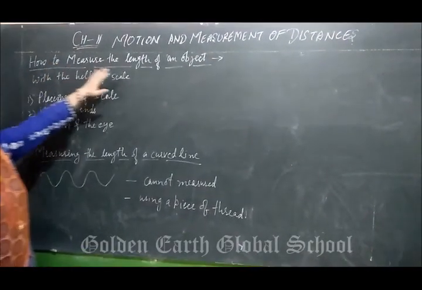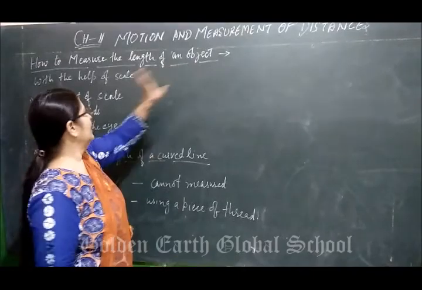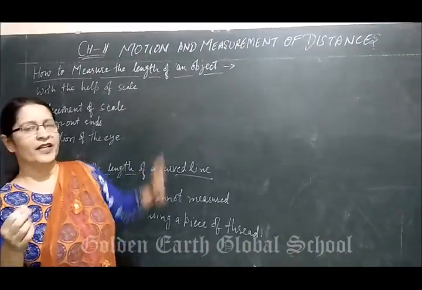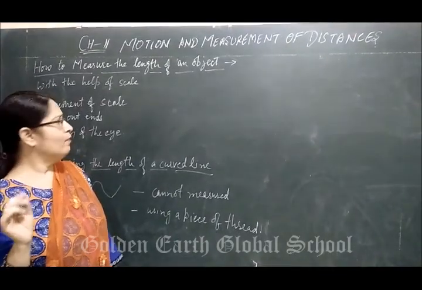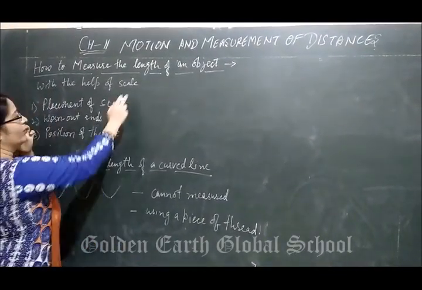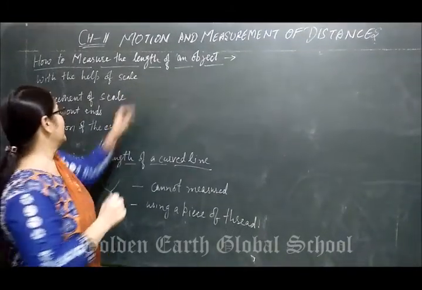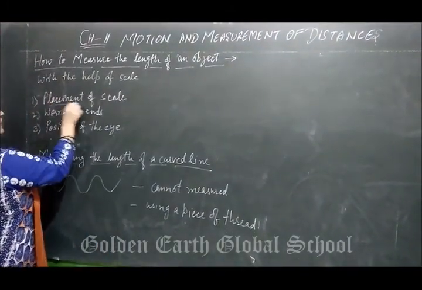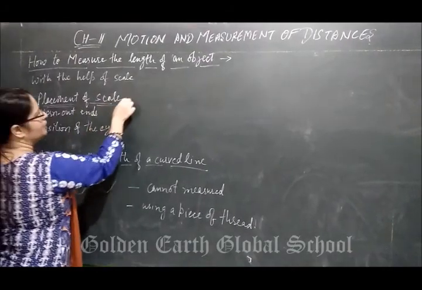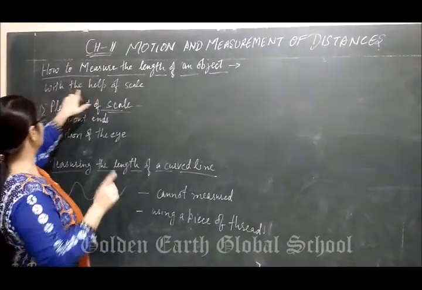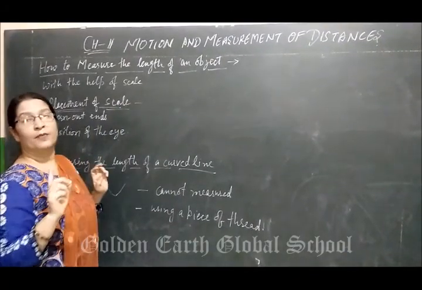Next is how to measure the length of an object. We know that with the help of a scale we can measure the length of the object. All of you have a scale in your pencil box. So the precautions we take while using the scale: first is the placement of the scale. If the placement of the scale is not correct, then the reading will also not be correct.